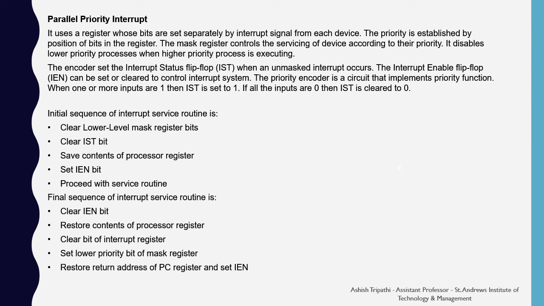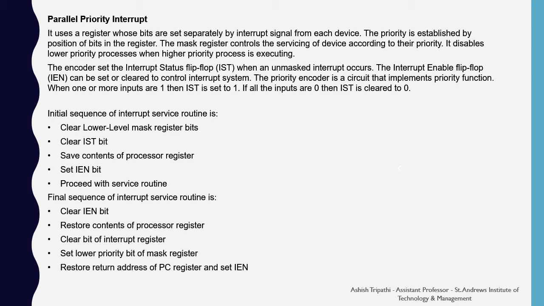Now here is a sequencing operation for this priority interrupt. The initial sequence of the interrupt service routine is that you have to clear the lower level mask register bit. That means you have to set the lower level mask as 0. Then you have to clear the IST bit, that is set it as 0. Save the content of the processor register and set the IEN bit to 1. That means interrupt enable is set to 1. Now the devices can interrupt the CPU. And now you should proceed with the service routine.